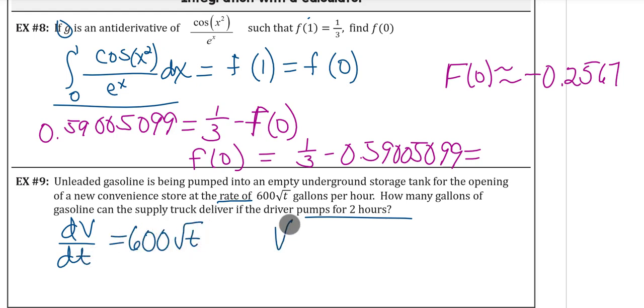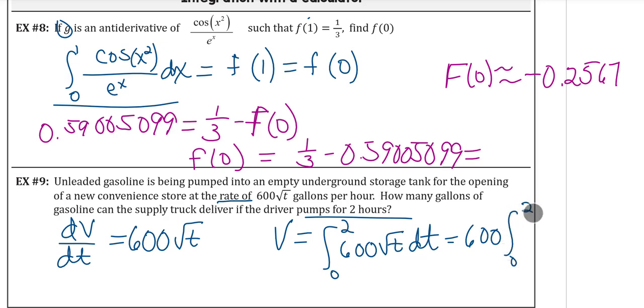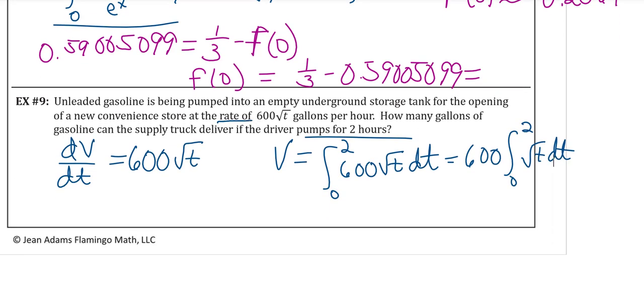So we can find our volume by finding from 0 to 2 hours, because it's starting from scratch, of our function. And so this one, we really don't need a calculator other than to just find a value. You don't really need to do the derivative in the calculator. So we are going to get that V is going to equal 600 times 2/3 T to the 3/2. And we're going to evaluate this from 0 to 2.